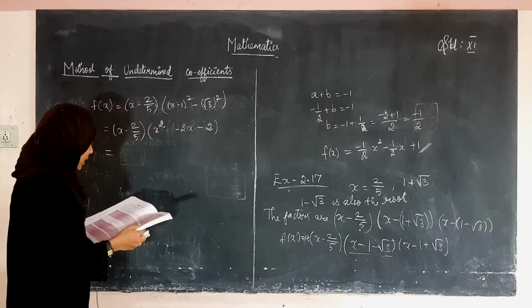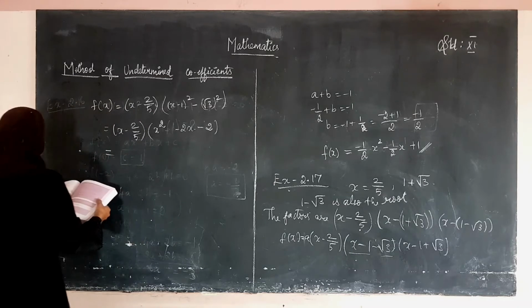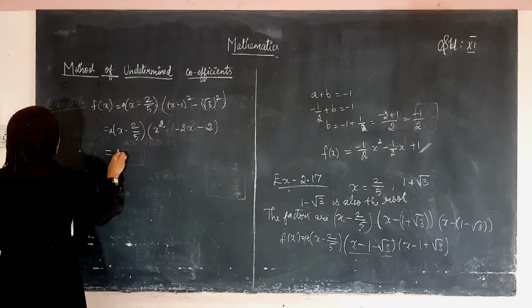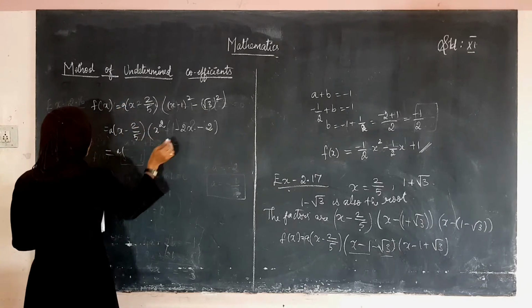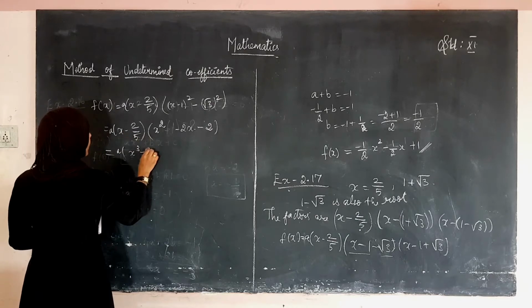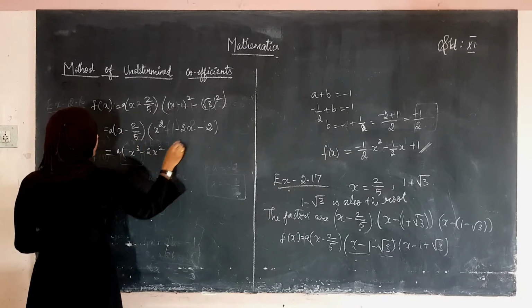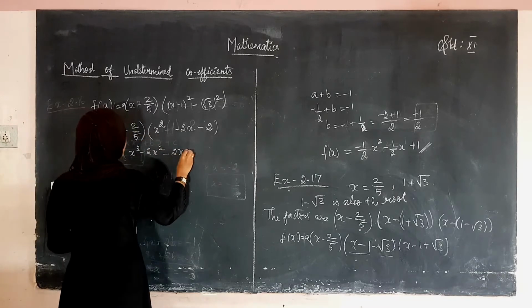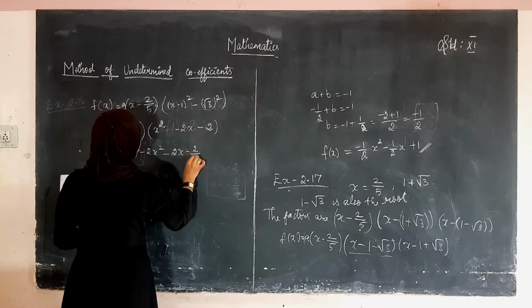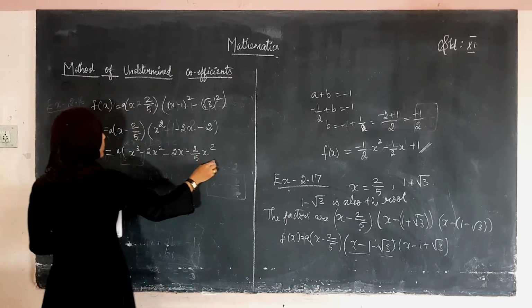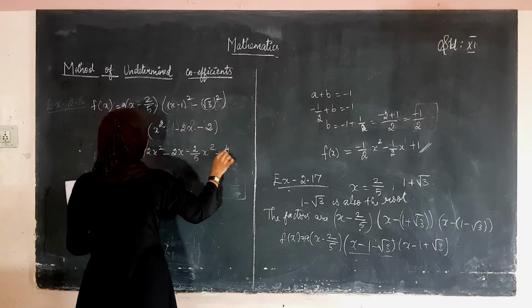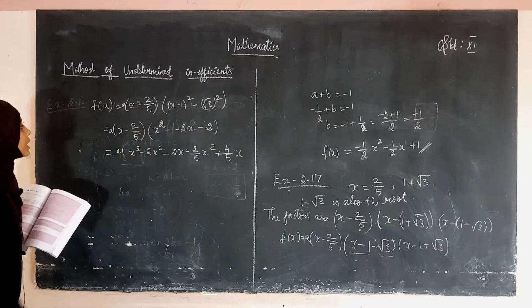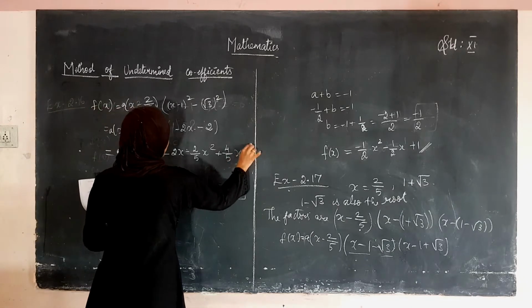Let that be a. Now see here, a into, multiply this x with all these terms: x cube, x into minus 2x is minus 2x squared, x into minus 2 is minus 2x. Minus 2 divided by 5 into x squared is minus 2 divided by 5 into x squared, and minus into minus is plus, 2 into 2, 4 divided by 5 into x. This term, minus 2 divided by 5 into minus 2 is plus 4 divided by 5.